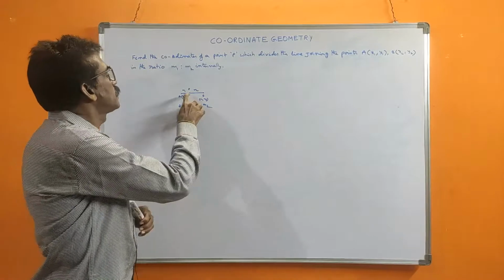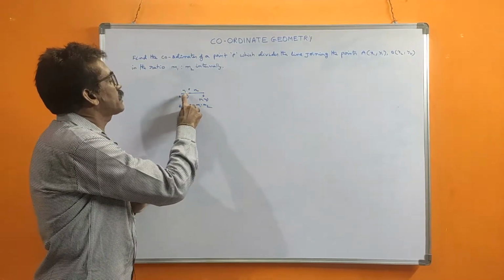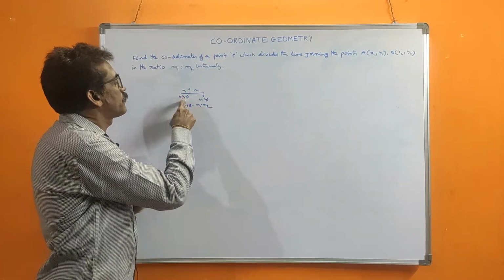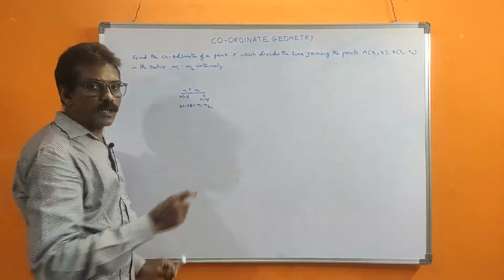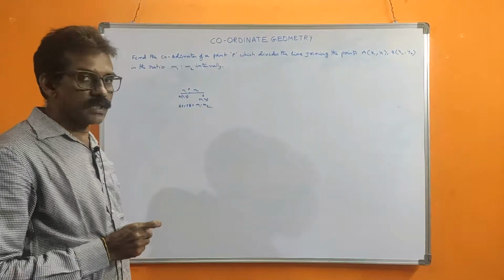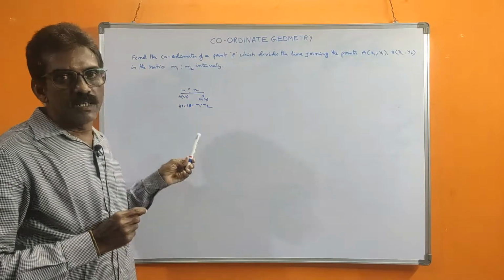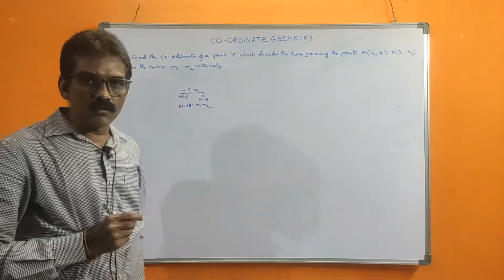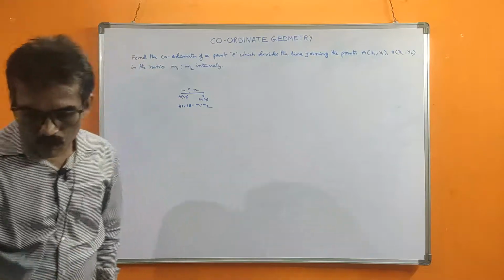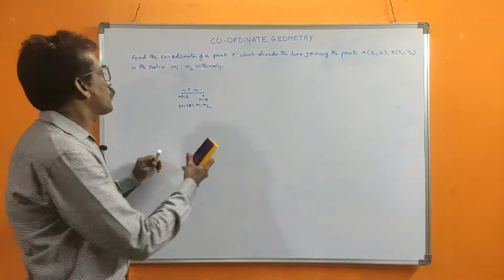What you have to do is find the coordinates of the point which divides the line joining AB in the ratio m1 is to m2. Suppose that point's coordinates are x and y, then we have to calculate x and y. So now I will explain the proof.